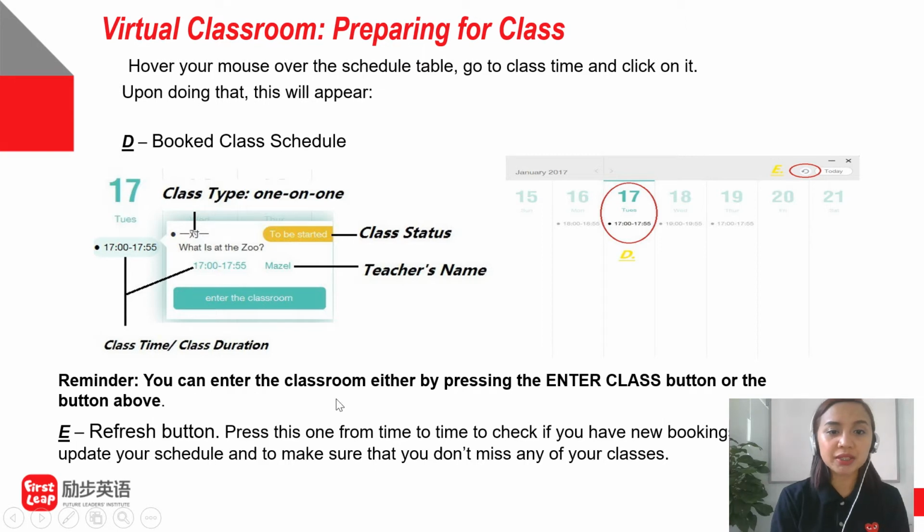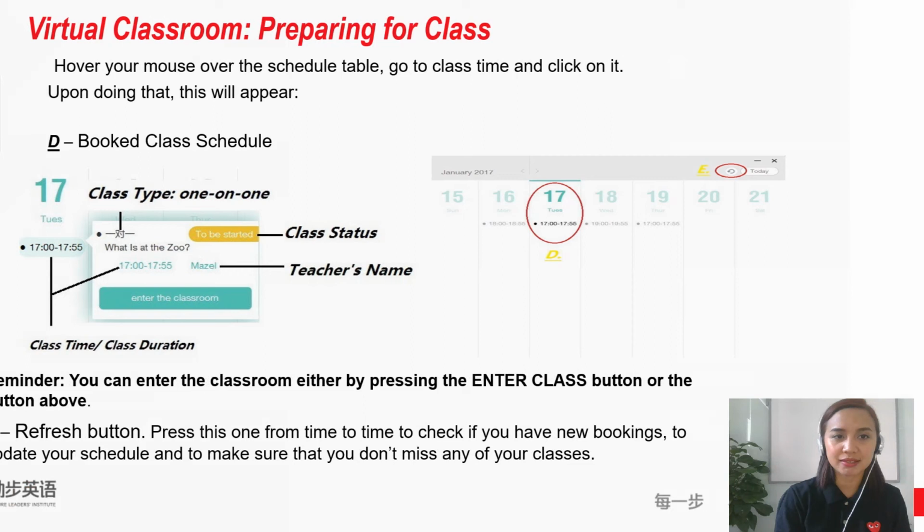So you can enter the classroom either by pressing the enter class button, the one at the sides earlier, or the button here, enter the classroom, okay? And letter E here is the refresh button. Now press this one from time to time to check if you have new bookings, to update your schedule, and to make sure that you don't miss any of your classes.